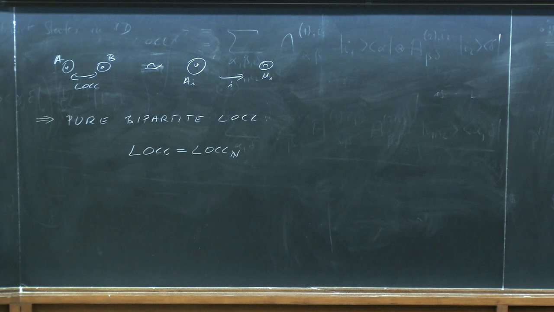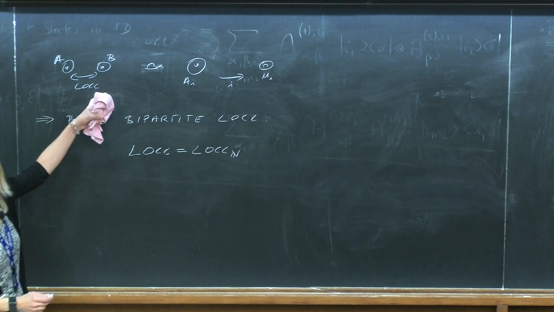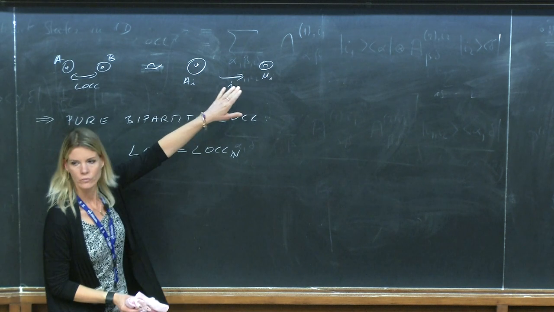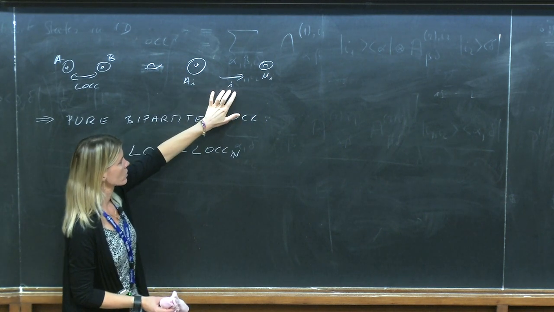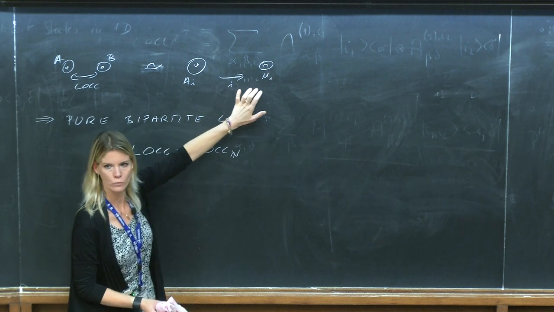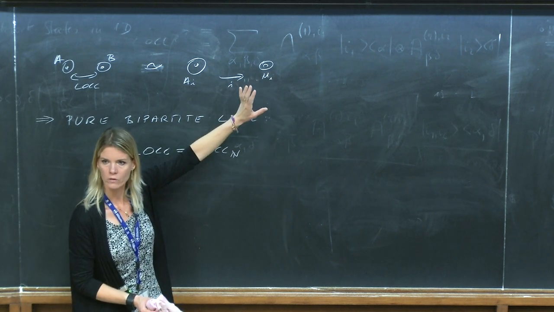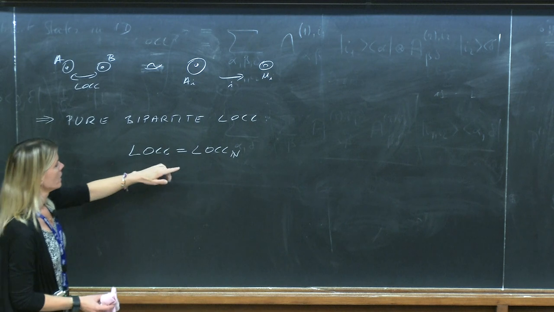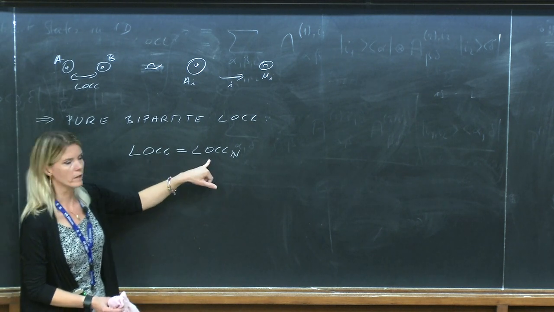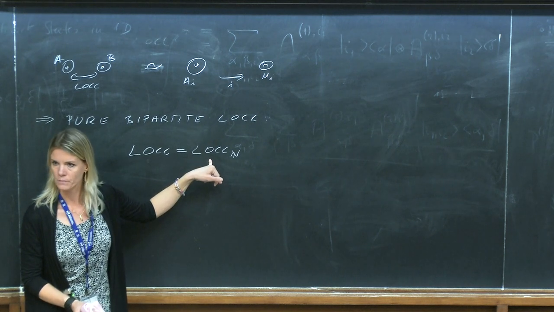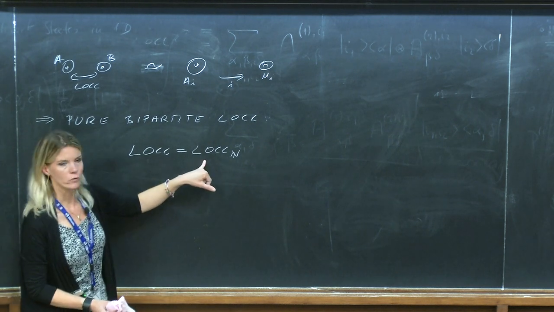That's obvious. It's obviously a consequence of this thing here, because this is finite. There are no more rounds, right? There's one round. Alice does something, sends the classical communication to Bob. Bob applies a unitary. That's it. One round. So clearly, everything that I can do, even if I consider infinitely many rounds, I can do with finitely many rounds. I can actually do it with one round. Okay? So this is clear that this is true.